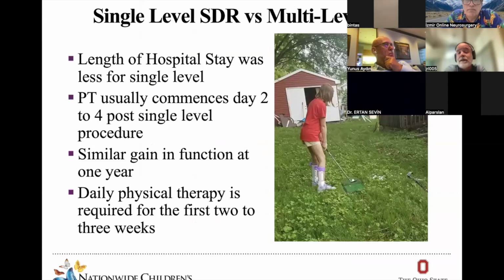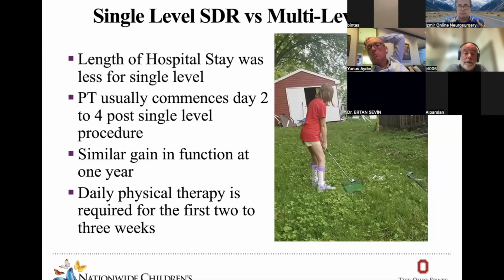Now, the reason I do the single level laminectomy, and this is a debated difference versus multi-level, is that the length of hospital stay is less for a single level laminectomy. I can ambulate them at day 1 with appropriate pain control. PT usually commences on day 2 to 4 with a single level procedure, and no one is staying beyond 5 days. There are similar gains in function, and daily physical therapy is often much easier to initiate with a single level versus dual level laminectomy.